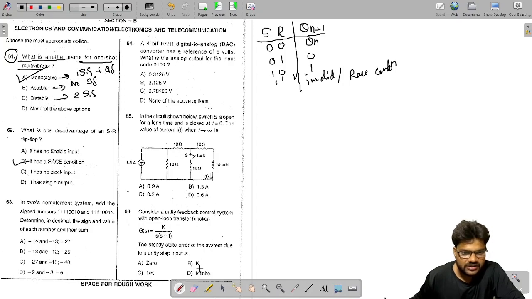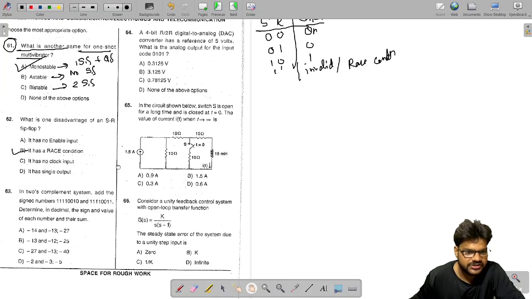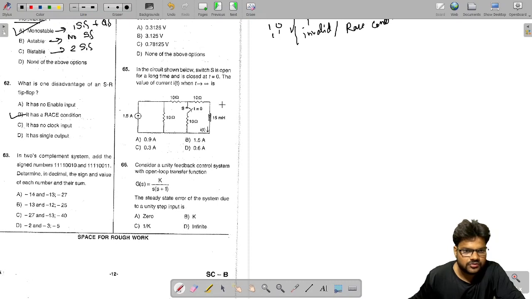Now let us see question number 63. In the 2's complement system, add the signed numbers. These two numbers are in 2's complement signed form and we have to add them. Before adding them, let's find out these numbers first. Let's call the first number A, and A is given as 1111 0010. These are signed numbers.